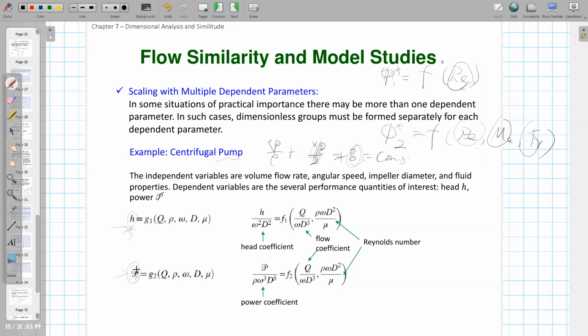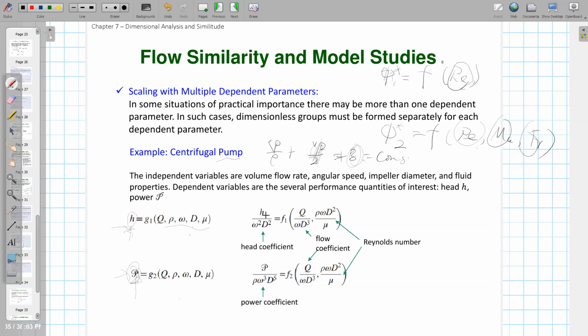This is called power, because you need to provide power to the motor of the pump, right? If this value is large, it means your cost is much larger for this pump. Okay, you study these two for some parameters. You do the Buckingham Pi theorem.